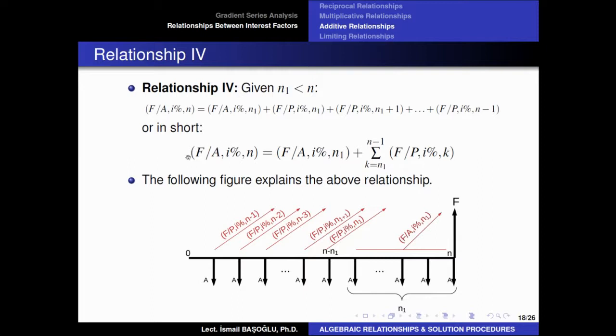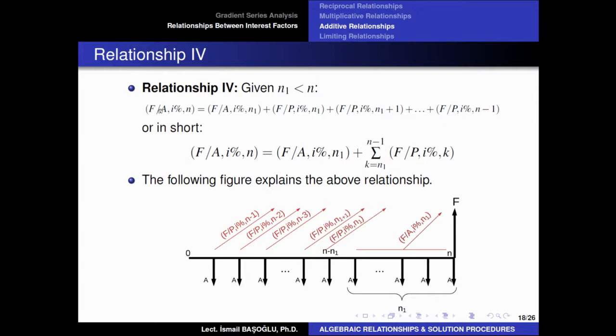Basically, in a short formulation, we can say that the uniform series compound amount factor for n years is equal to the uniform series compound amount factor for n1 years plus the summation of single payment compound amount factors from n1 years to n minus 1 years.